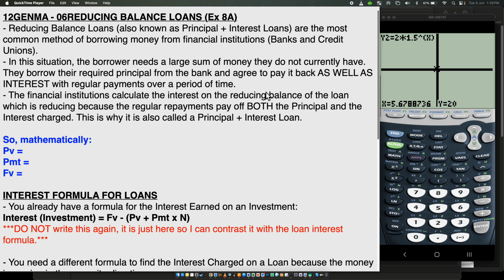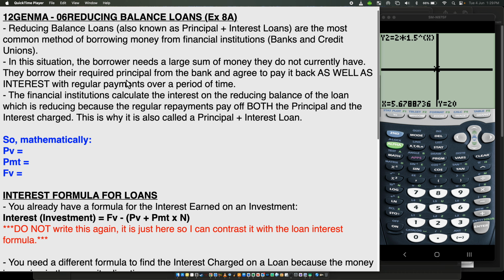The loans that we deal with for the majority of this are known as reducing balance loans. If you go on the internet, they're also known as principal and interest loans. They're the most common method of borrowing money from banks and credit unions here in Australia. What is the situation? You are a borrower. You do not have a large sum of money, so you need someone that has a large sum of money. Who are those people? The banks or credit unions in Australia.